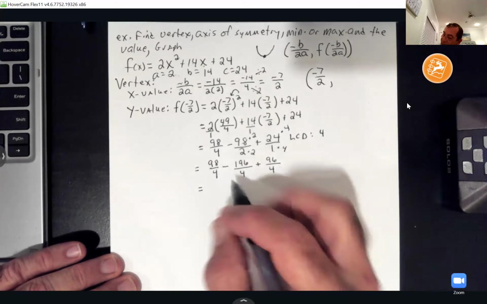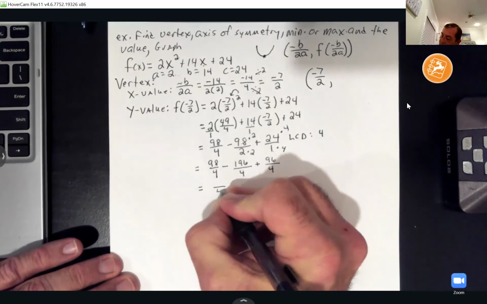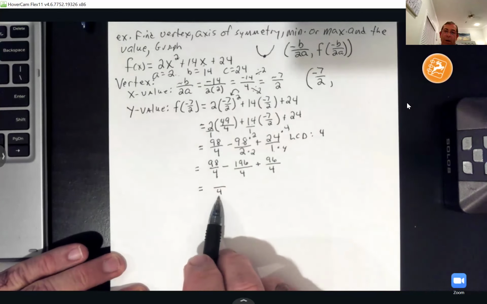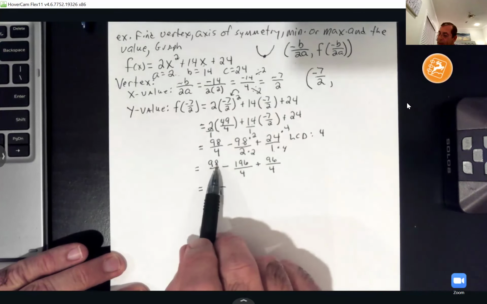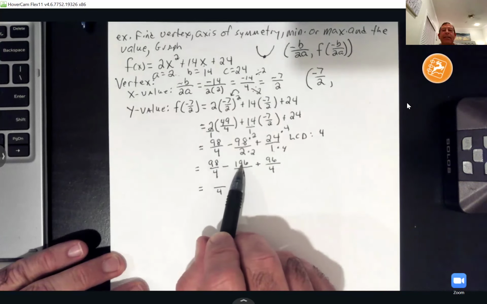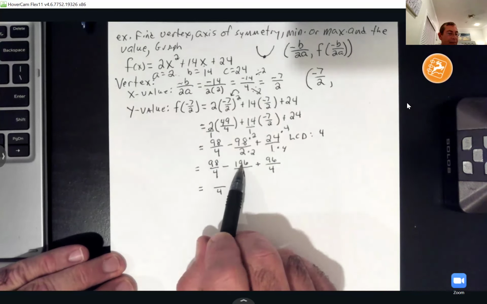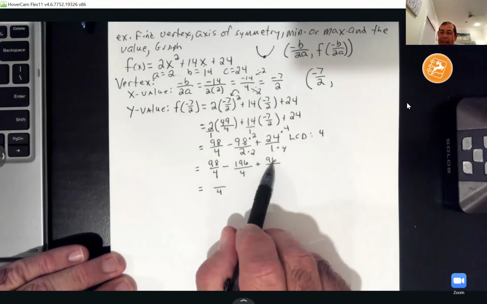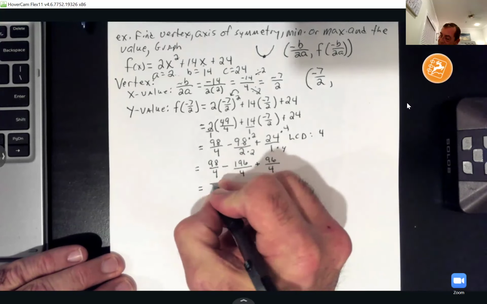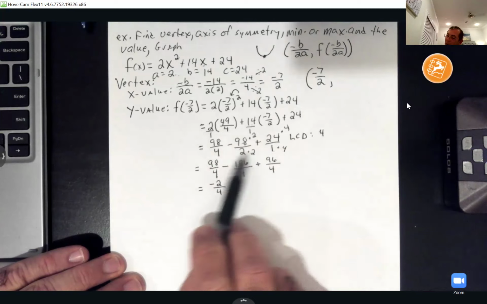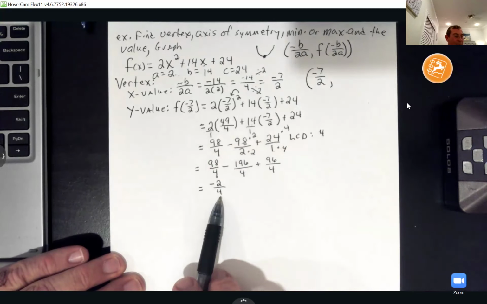All right, I got 3 things with a 4 on the bottom. So when I add and subtract on the top, I'm going to have a 4 on the bottom at this point. So let's see. 98 minus 196 is a -98. -98 plus 96 gives me a -2. So all this gave me a -2/4, which will simplify.